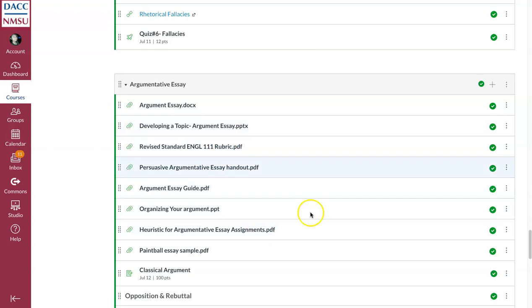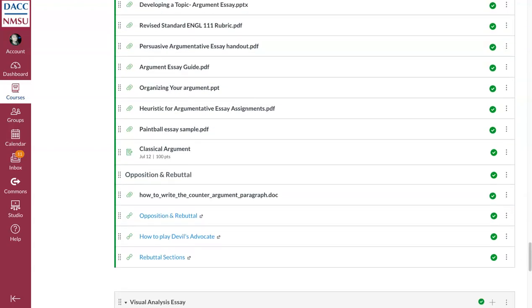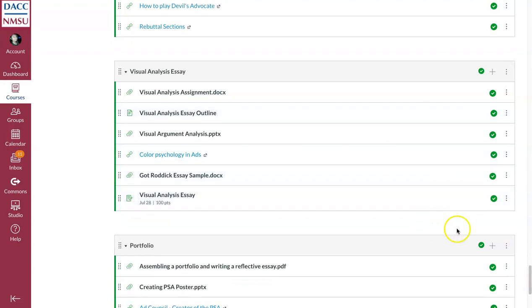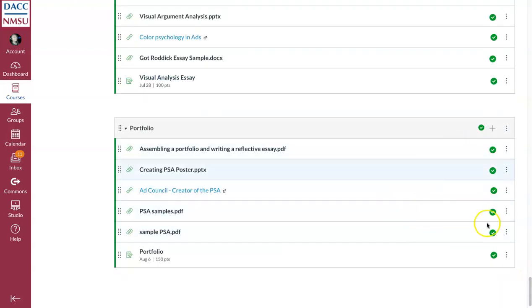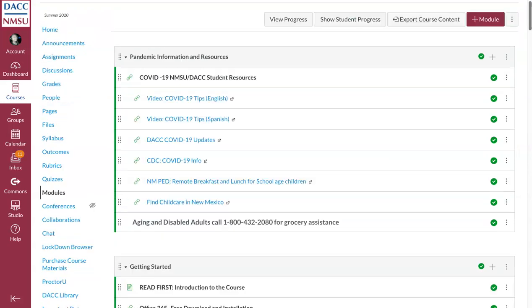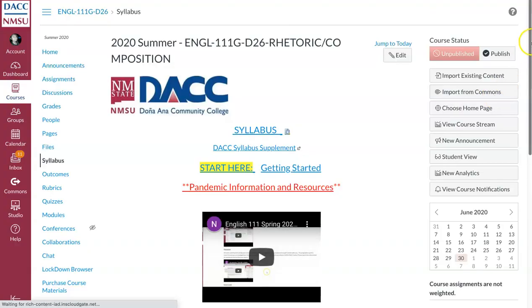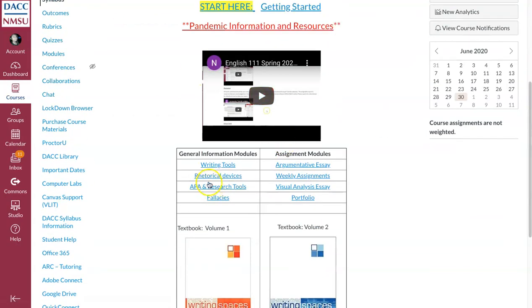Then we have the writing tools module: rhetorical devices, APA, fallacies. This is the module you want to refer to when you're writing your first essay. Definitely review that module because I have a lot of resources there for you. Then this is the module you want to review for your second essay, and this is the module you want to review for your third essay. Like I mentioned before, the best way to navigate the course is through modules, and if you want to go to a specific module, all you have to do is click on one of the links in our homepage.